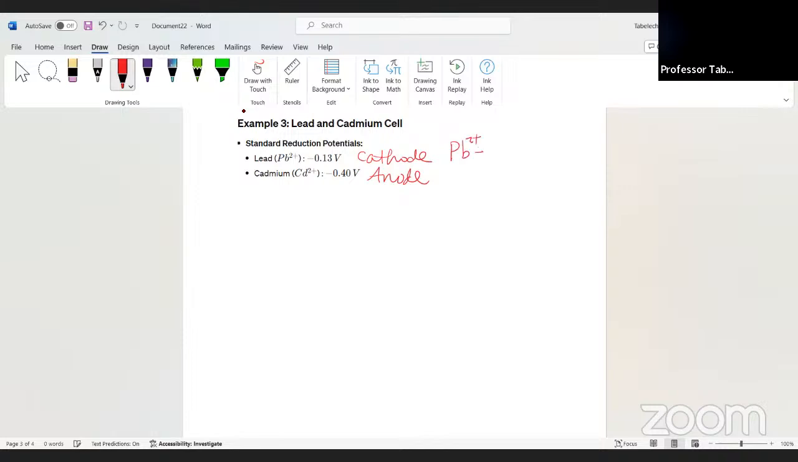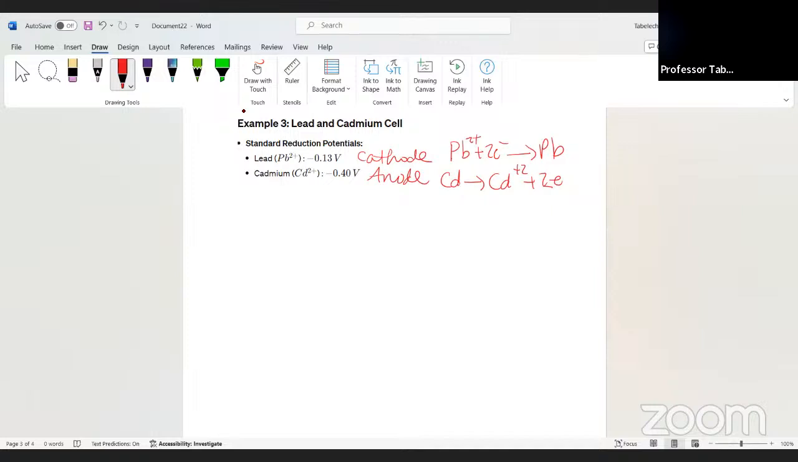So what we're going to write out for lead is Pb with the 2 plus charge plus 2 electrons gives us Pb. And the anode, well, it's Cd, gives us Cd with a plus 2 charge plus 2 electrons. You're just trying to balance them out. Yes, the cathode gains electrons.